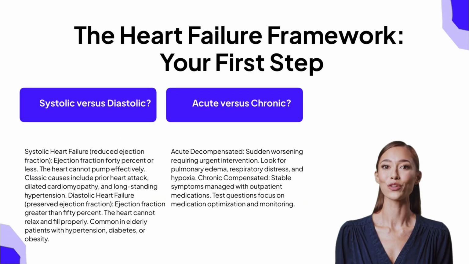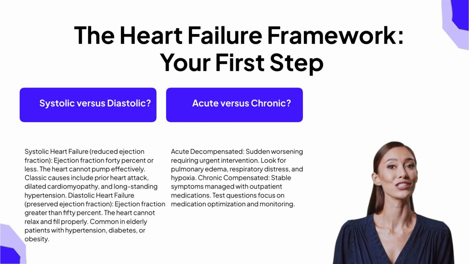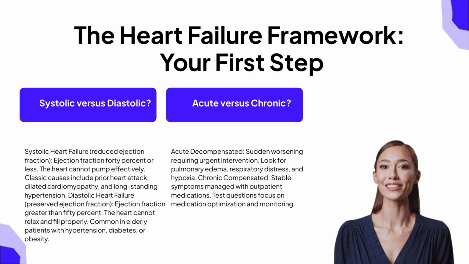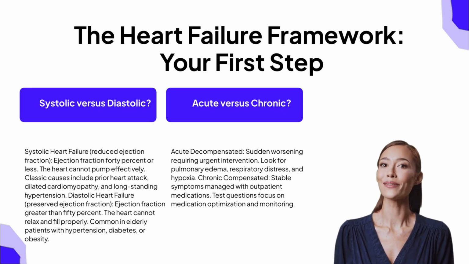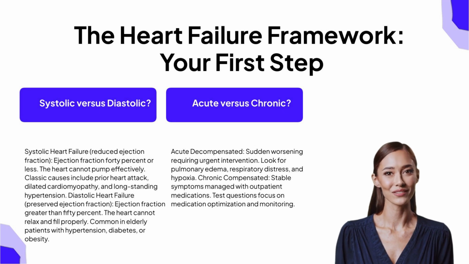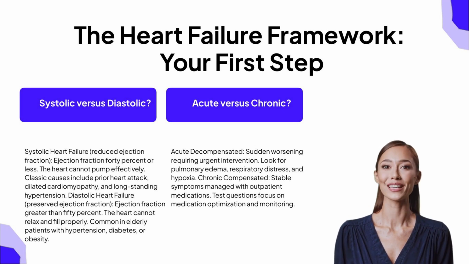Let's dive in. Before tackling questions, you need a solid framework. Ask yourself 2 questions with every heart failure case. First, is this systolic or diastolic? Systolic means reduced ejection fraction, 40% or less. The heart can't pump. Diastolic means preserved ejection fraction, greater than 50%. The heart can't relax and fill. Second, is this acute or chronic? Acute requires urgent intervention. Chronic focuses on medication optimization. This framework will guide your answer choices.